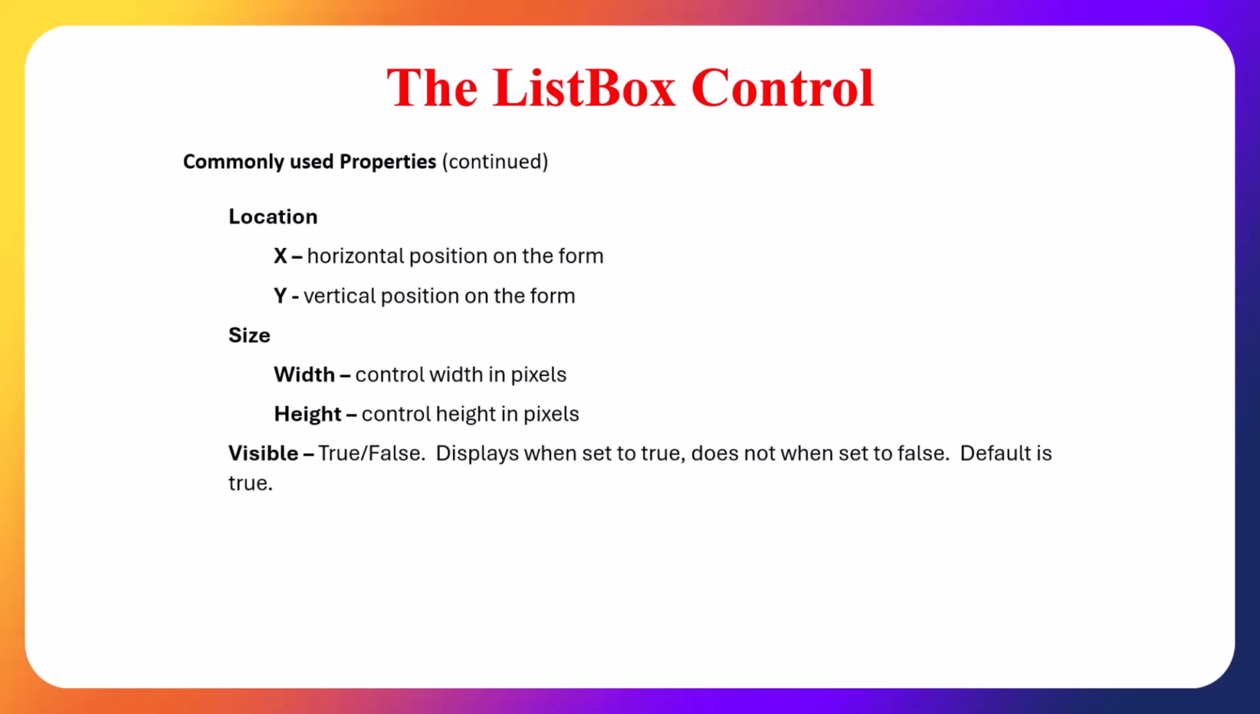More common properties are the Location. The X and Y are the horizontal and vertical positions on the form. The Size is the width and the height of the control in pixels. The Visible property is true or false. It displays when set to true. It is not displayed when set to false. And the default is true, so you normally can see this when you bring it up.